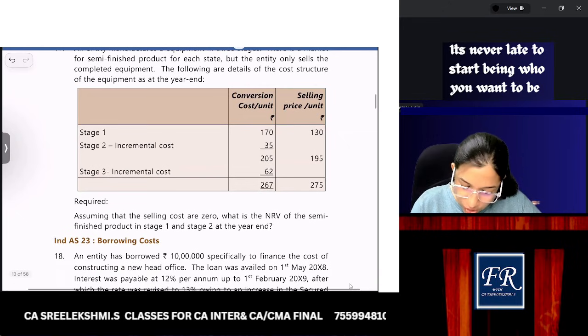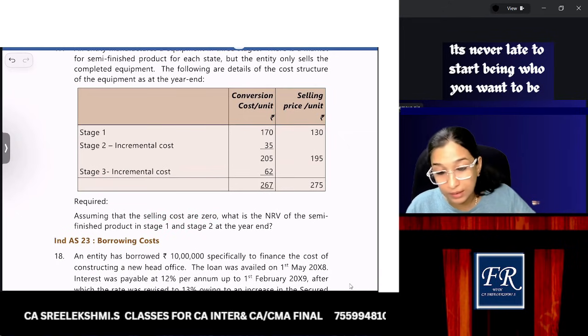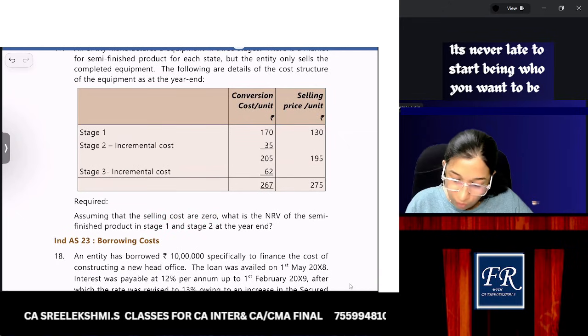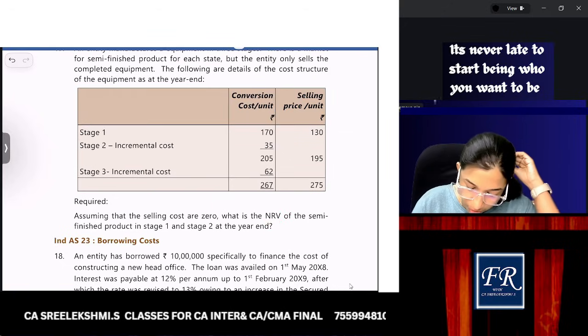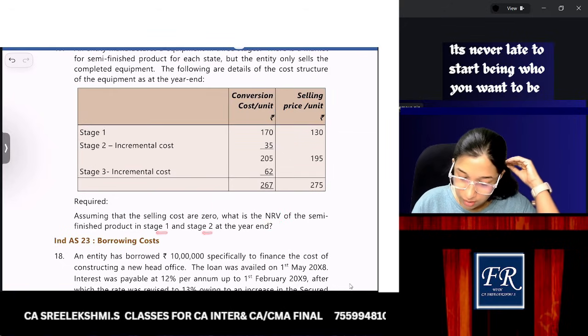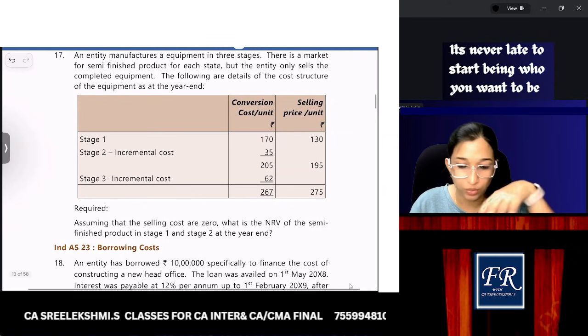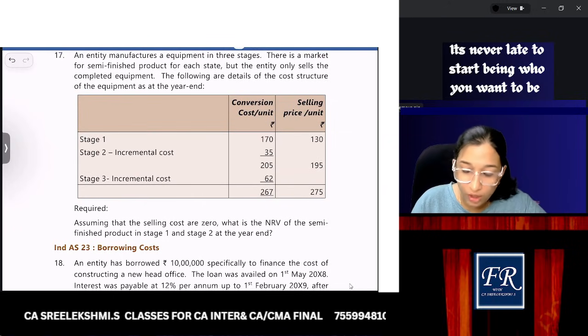Assuming that the selling costs are 0, there is no disposal cost. What is the NRV of the semi-finished product in stage 1 and stage 2? So what should I do? What is the total NRV which I am expecting to get?